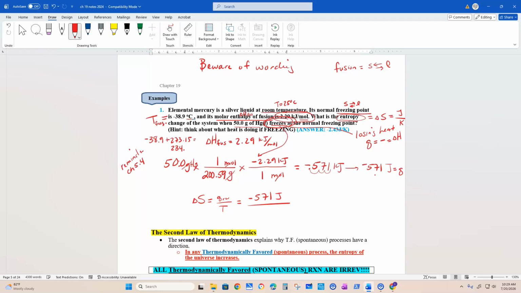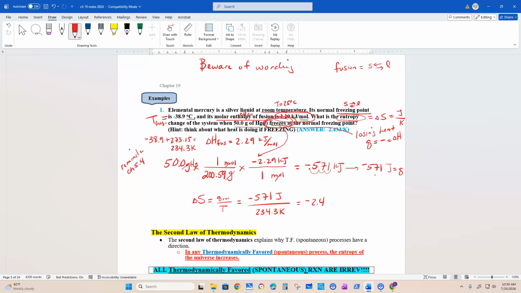It says 0.25. You can put 2 or 3. It's not going to make a big difference, but that is Kelvin. And I'm going to put that number down at the bottom and simply divide the two numbers. So negative 571 divided by 234.3. And if we did it right, we're going to get that blue answer. And it looks like we did.